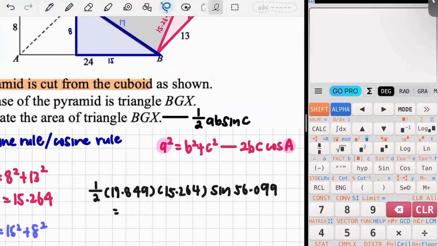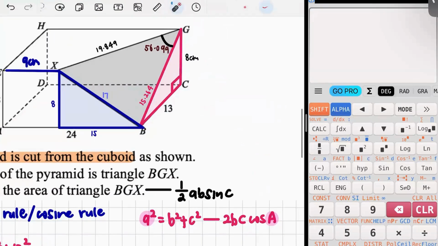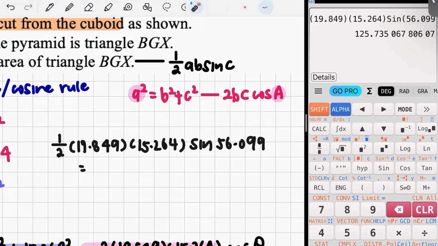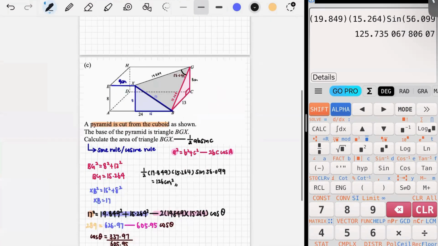So you just punch into your calculator. Remember when you use the formula, A and B must clap to form C like that. So half, 19.849, 15.264 sine 56.099. So you got your final answer here. They never say anything about final answer, so you just leave it. It's already final. So just write it as 3 SF, 126 cm square. So this is the final answer for part C.